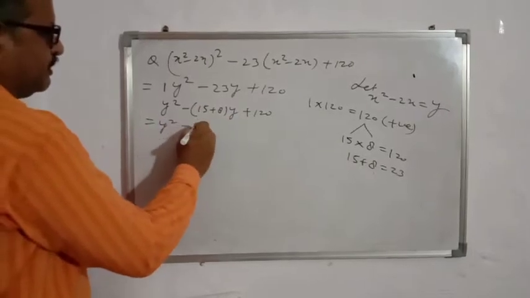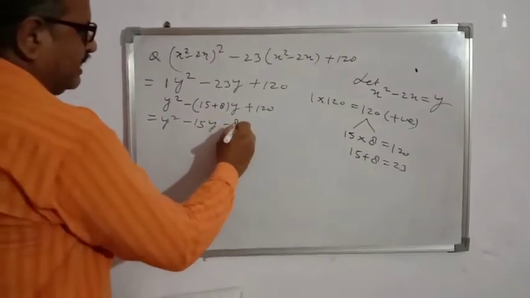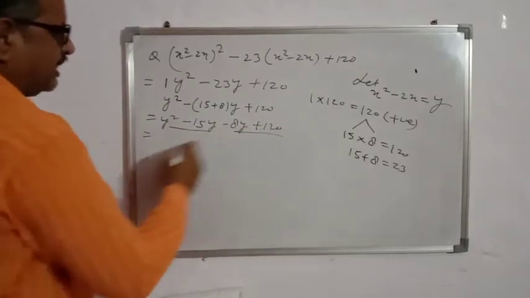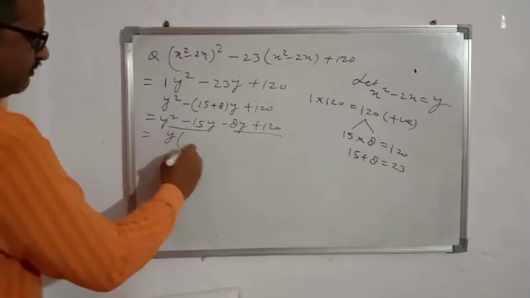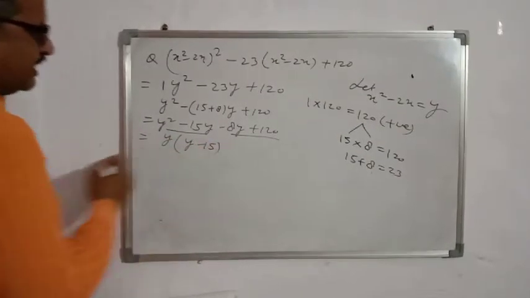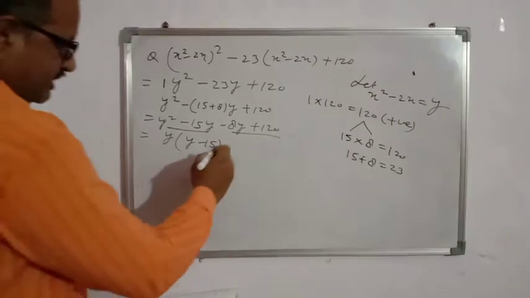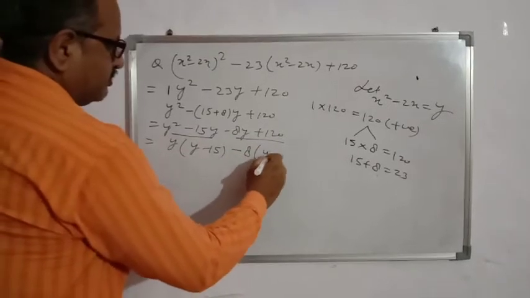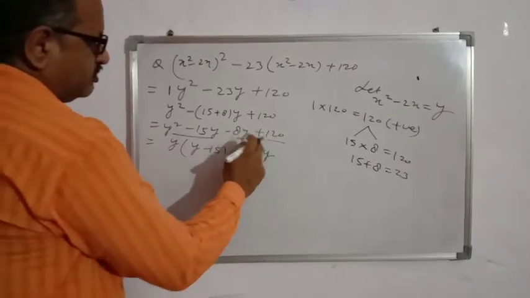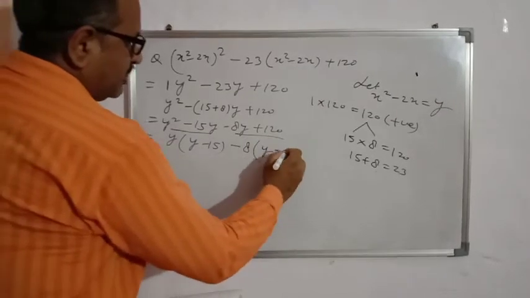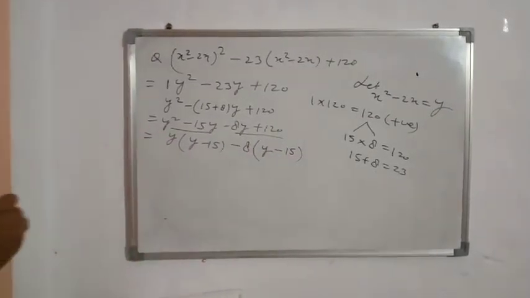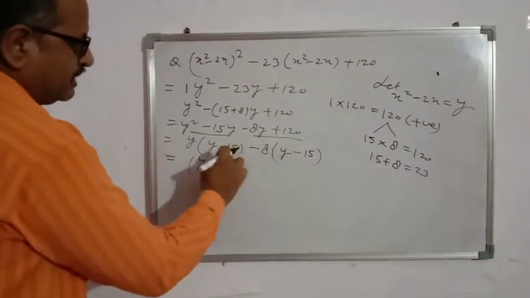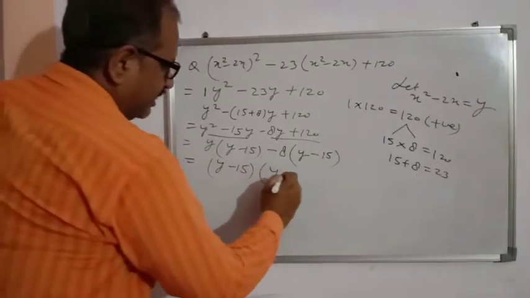Open this bracket: minus 15y minus 8y plus 120. Make pairs and take common. What is common in the first pair? Y. So it will come y minus 15 in the first bracket. What is common in the numerals? 8 is common. I have taken the minus sign common, so this plus will become minus. 8 times 15 is 120. Y minus 15. Y minus 15 is common in both. Y minus 15 is present in both. So take it common. Y minus 8.